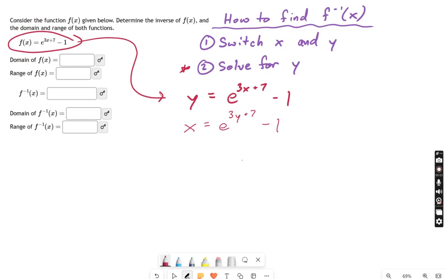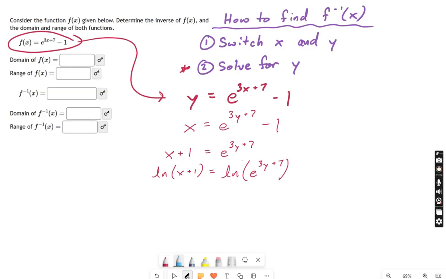Now to get y by itself, you have to remember that when you have a variable in the exponent, you're going to need logarithms. The first step is to isolate the exponential, so it looks more like this. And now we take the logarithm of both sides. I'll use the natural log because that makes it easier to cancel things out. So I'm going to take the natural log of e to the 3y plus 7. We'll see that canceling happen in a moment.